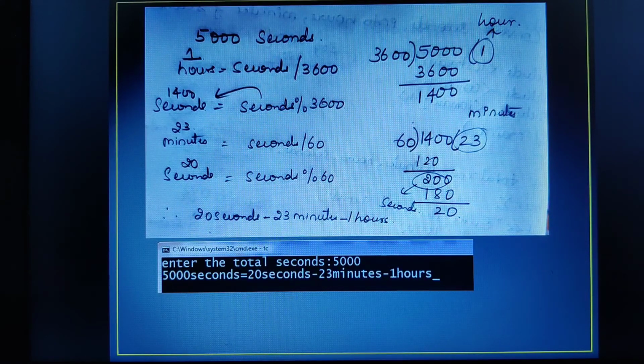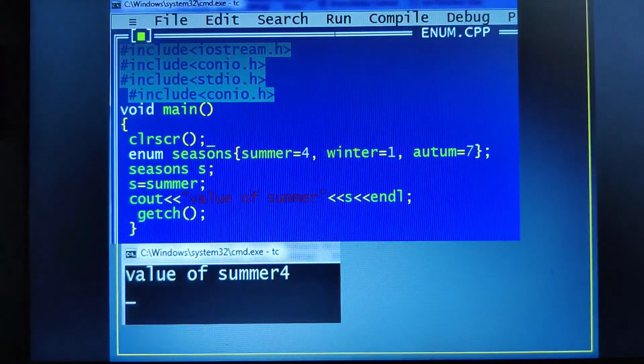Then one more example I wanted to show with the enum. We have studied the enumerated data type in the data types chapter, right? This one program I had missed out, so I included it here at the end. You see here, I have created an enumerated data type followed by the tag name. This is a tag name, followed by the enumerators, and these enumerators help you create symbolic constants.